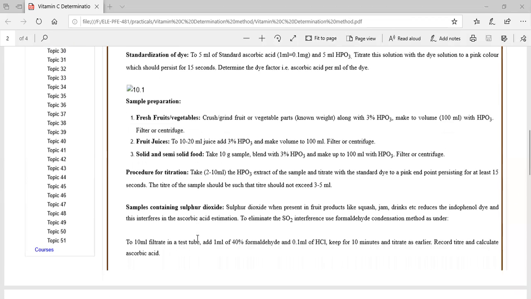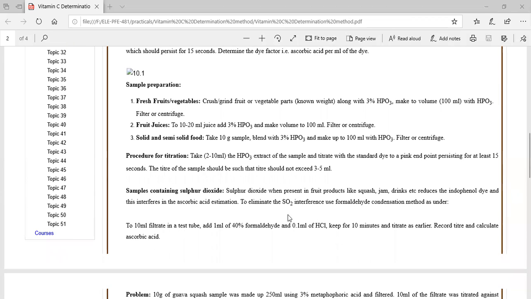Samples containing sulfur dioxide: when sulfur dioxide is present in fruit products like squash, jam or drinks, it reduces the indophenol dye, and this interferes in the ascorbic acid estimation. So to eliminate this sulfur dioxide interference, use the formaldehyde condensation method for this experiment.